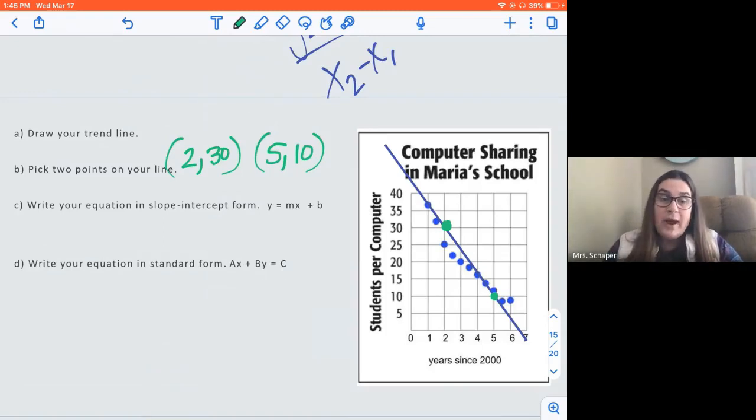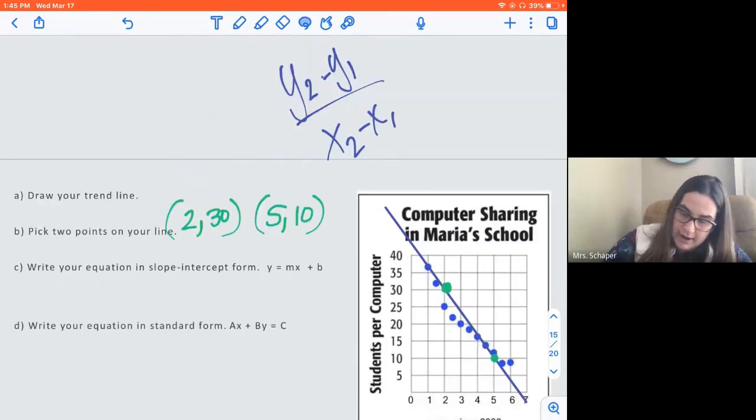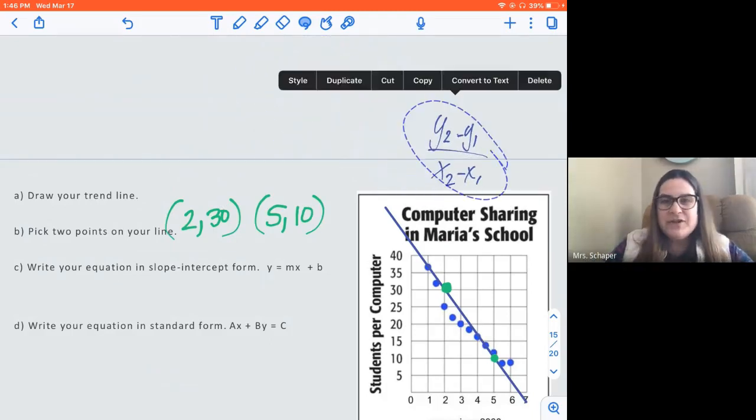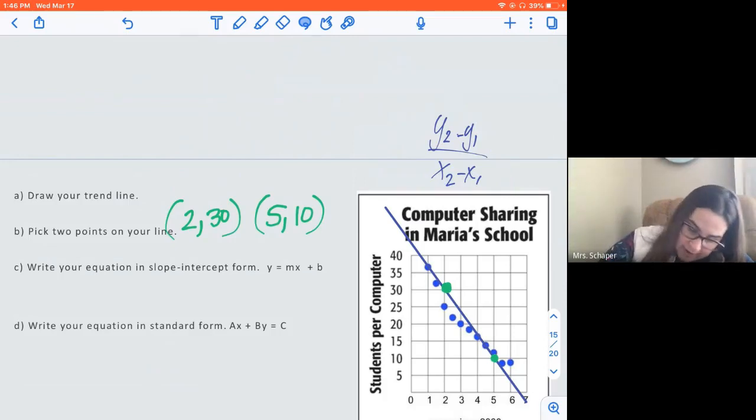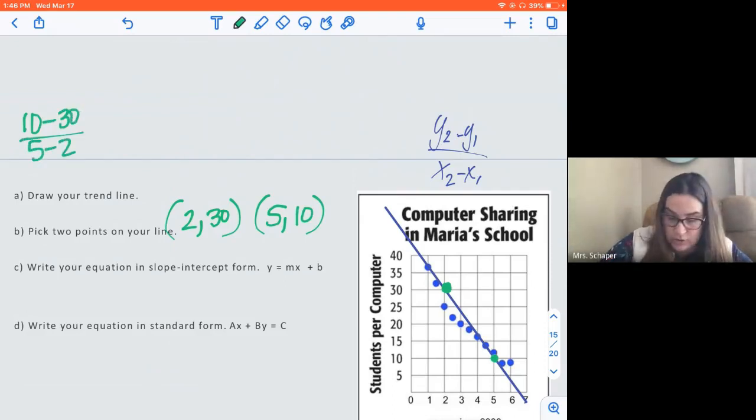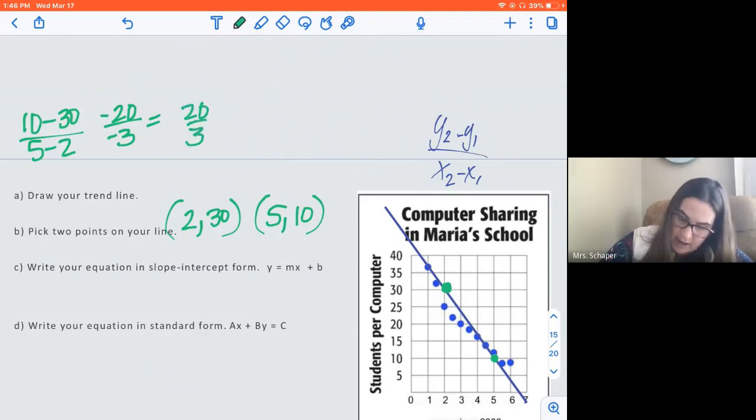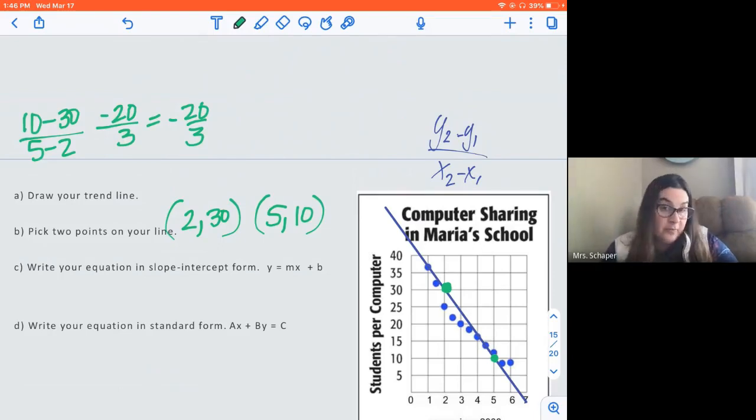I need to write an equation in slope-intercept form. In order to do that, I'm going to utilize the slope formula first. So I need to find the slope of this line. The slope is going to be 10 minus 30 over 5 minus 2. So negative 20 over 3, and I made a mistake, this is not negative 3, that's just regular 3. So this will be negative 20 thirds. That's going to be the slope of my line.